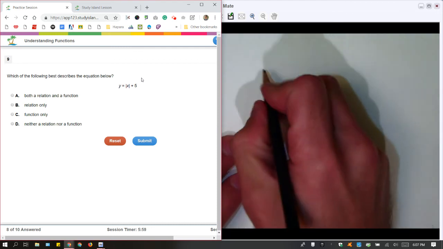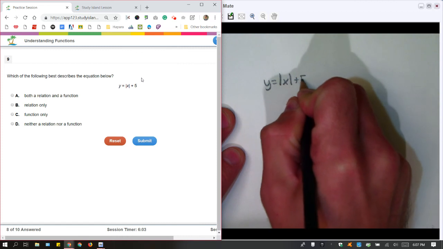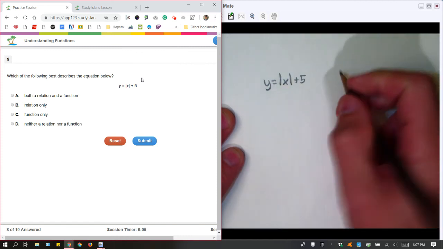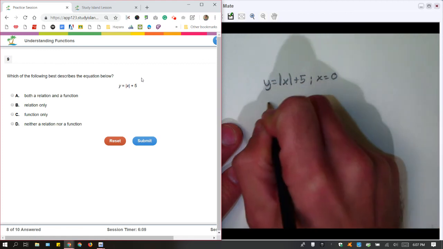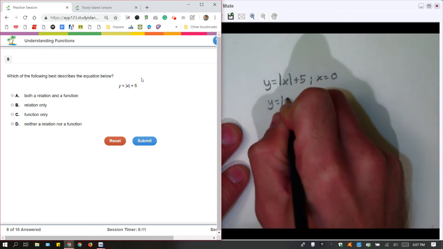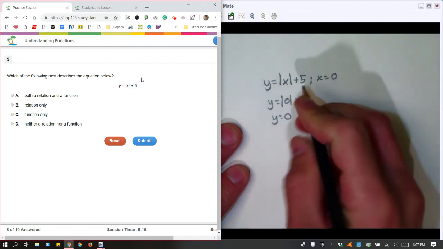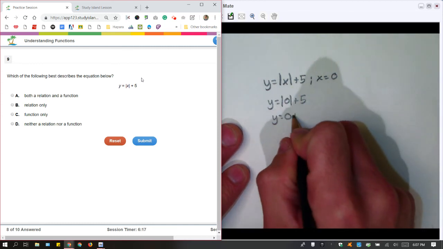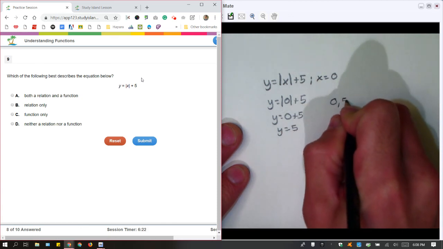So let's look at y equals the absolute value of x plus 5. Give me a number I might plug in for x. Choose one. Well, what's the easiest one? 0. So let's say x equals 0. Y equals the absolute value of 0 plus 5. Well, the absolute value of 0 is 0, because 0 is 0 spaces away from 0. So you have 0 plus 5, so y equals 5. So one point is (0, 5).